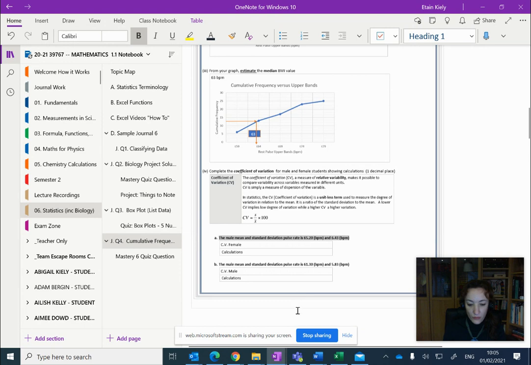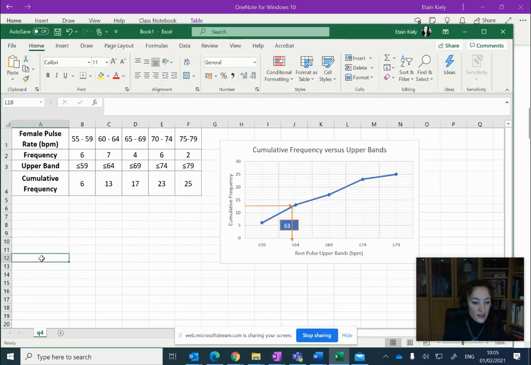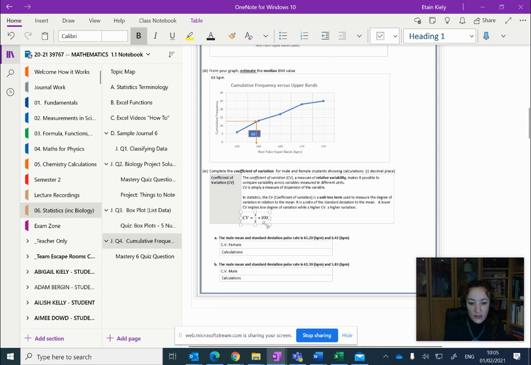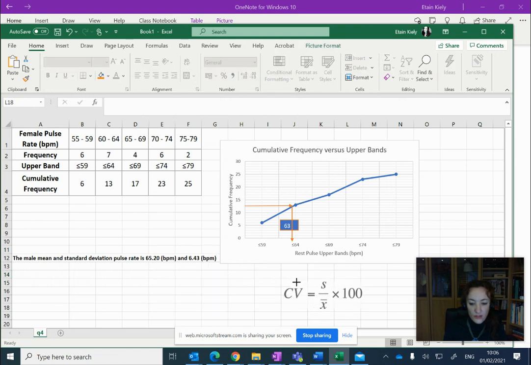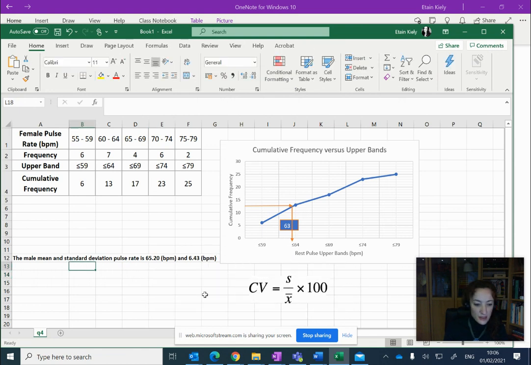So I'm going to bring this in here, and this was the female one. We had a mean of 65.2 beats per minute and a standard deviation of 6.43. You can see mean and standard deviation here. The formula that we're trying to use here is this one. This was sample data, so it's going to be our standard deviation divided by our mean multiplied by 100. It's giving us our percentage variation.